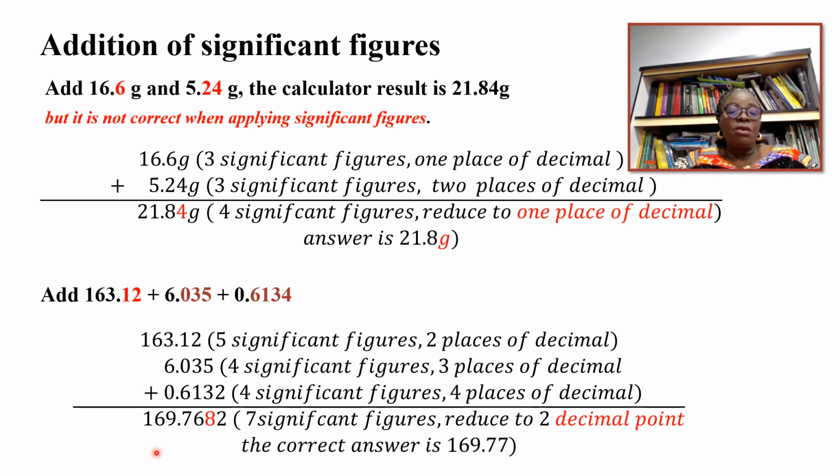You have already known that your answer should appear in 2 places of decimal, and the 2 places of decimal should be 76. Then you will consider the 8. The 8 here is greater than 5. So this 8, you round it up to 1 and add that 1 to this 6. It becomes 169.77. And that should be your correct value, 169.77.